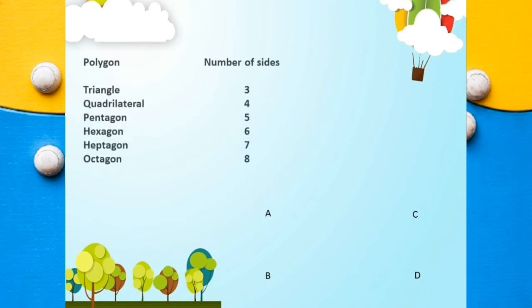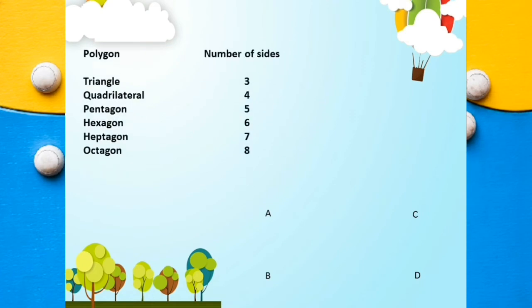So we have the polygon and the number of sides. Triangle is 3 sides. Quadrilateral, 4 sides. Pentagon, 5 sides. Hexagon, 6 sides. Heptagon, 7 sides. Octagon, 8 sides. So what do you call the polygons below? How many sides does it have?